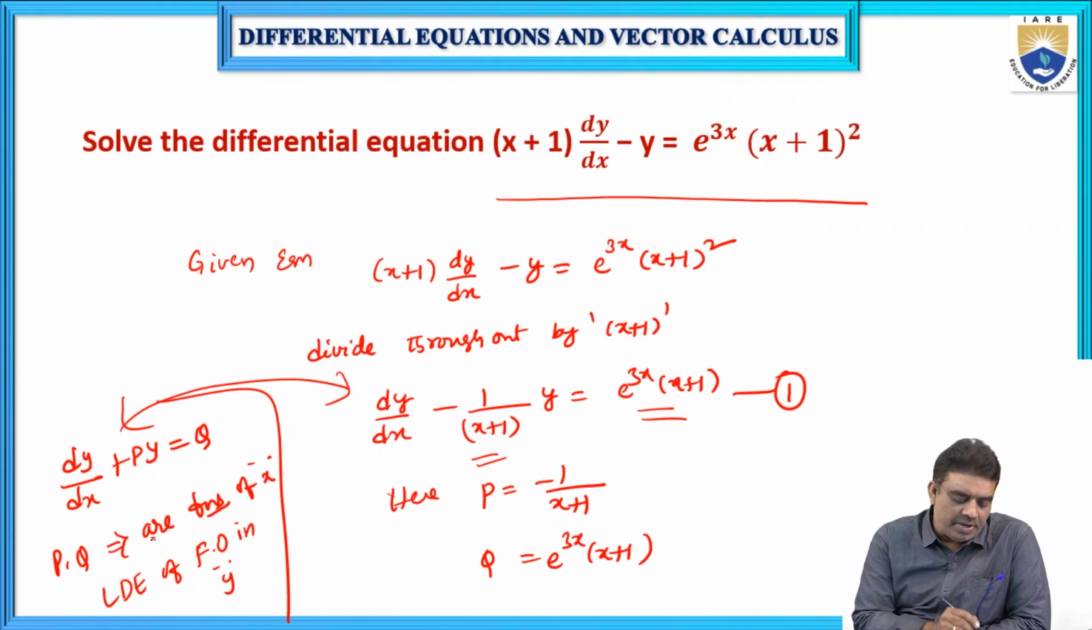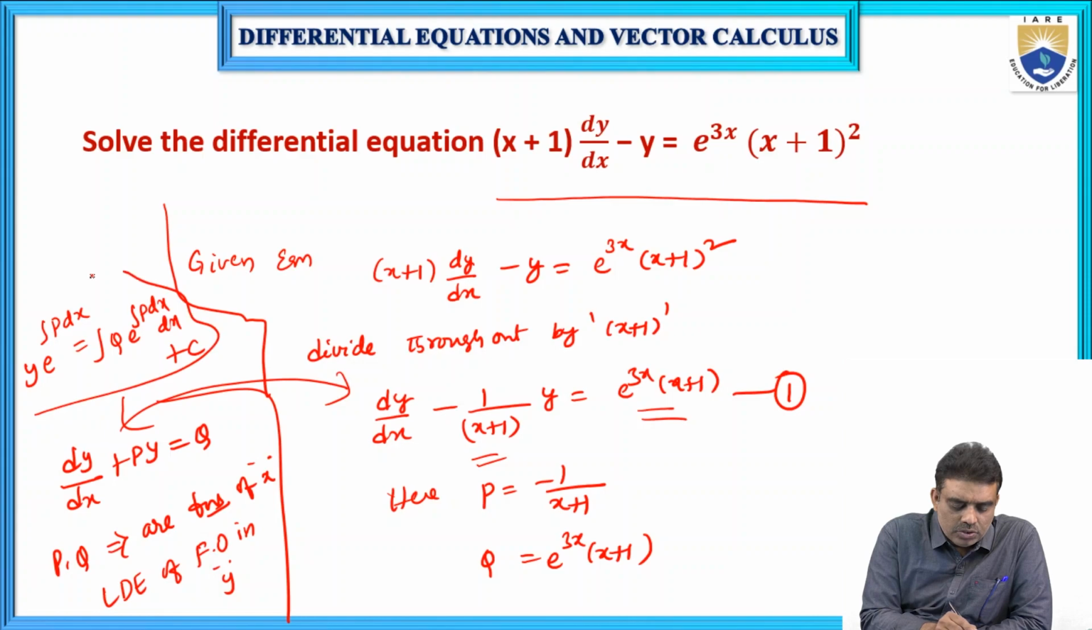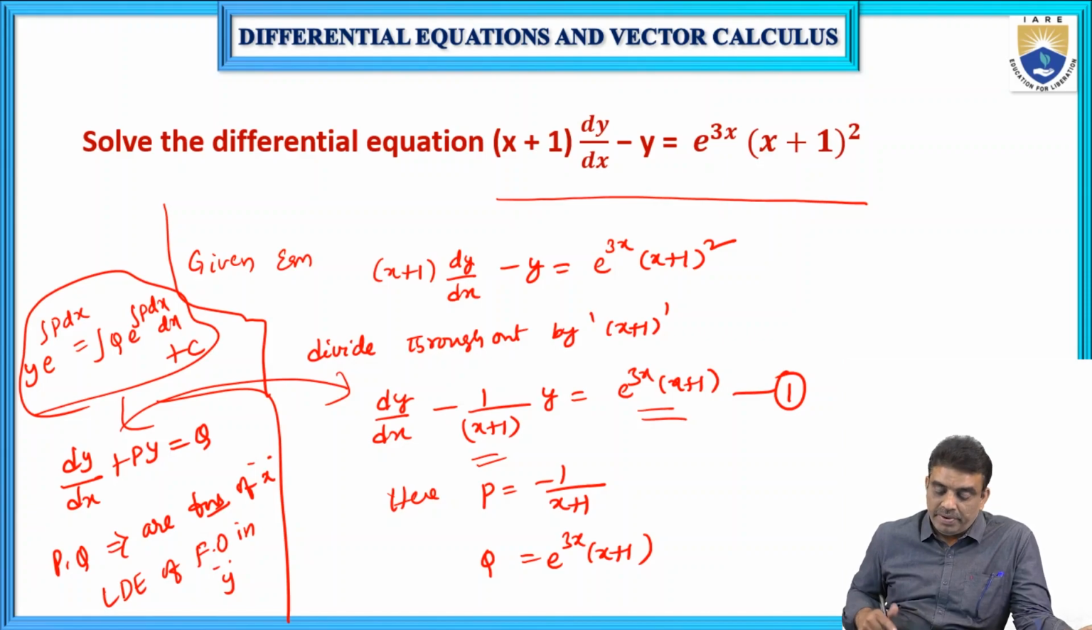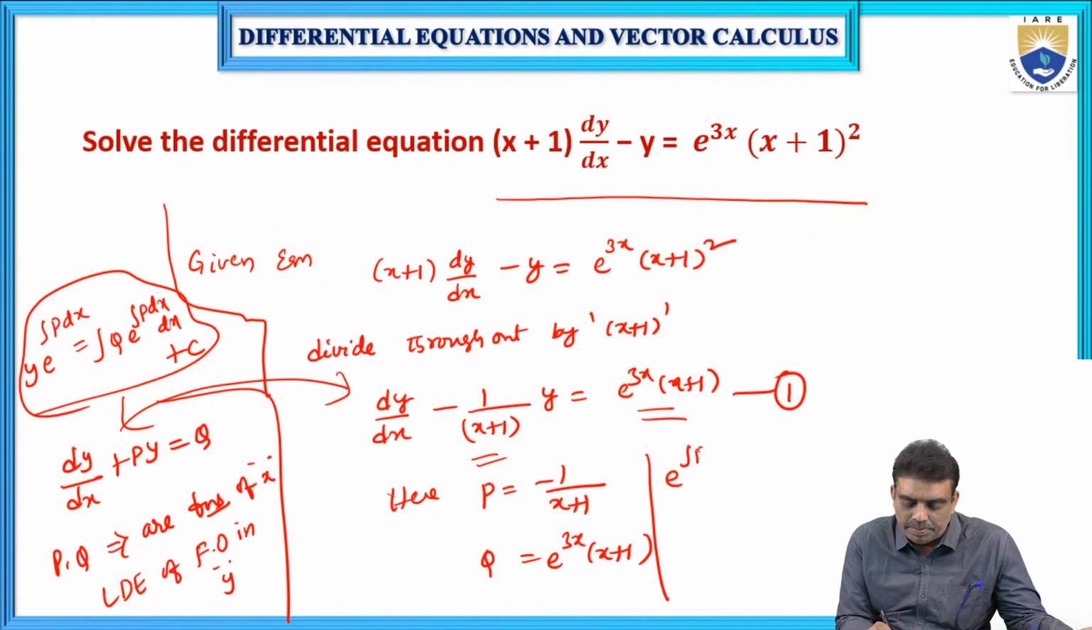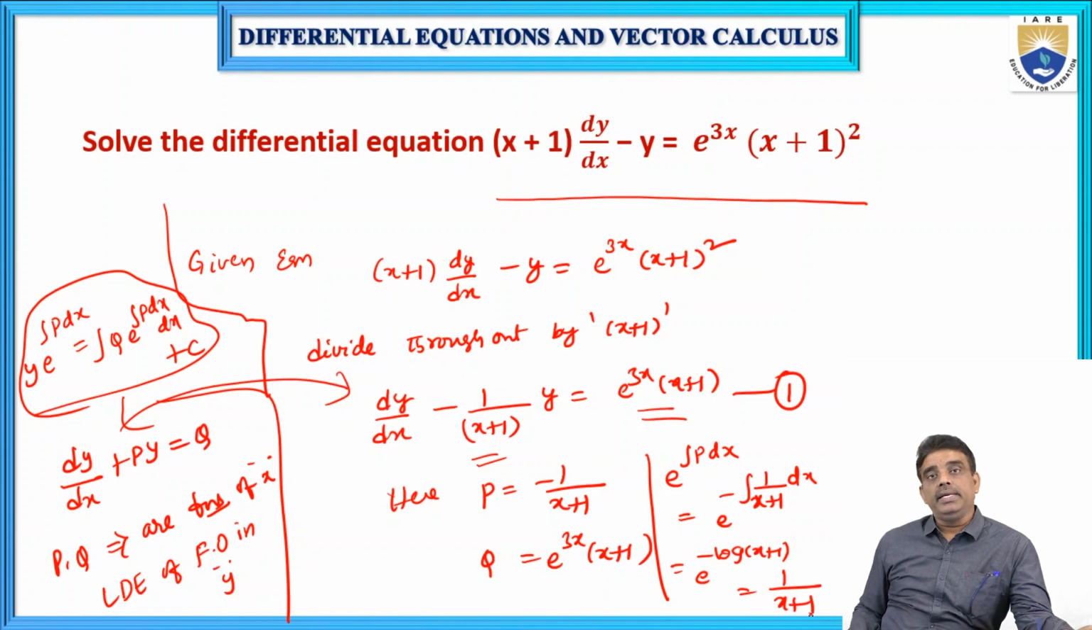So if it is a linear differential equation, what is the solution? We know that the solution will be y into e power integral p dx is equal to integral q into e power integral p dx plus c. The solution will be in this form. When writing the solution, first we find e power integral p dx. That is e power minus 1 by (x plus 1) integral dx, that is e power minus log (x plus 1), which is 1 by (x plus 1). The value is 1 by (x plus 1).